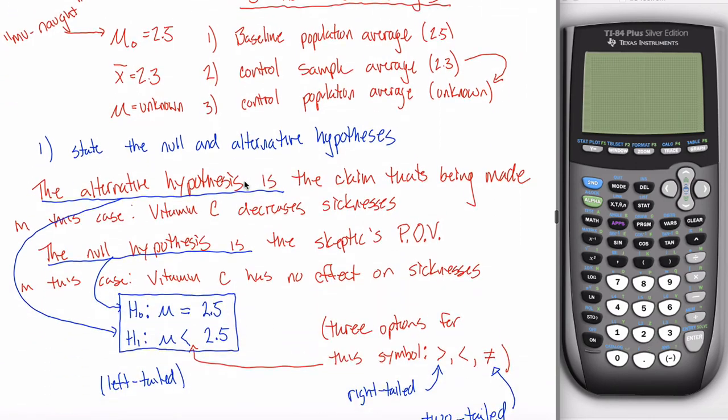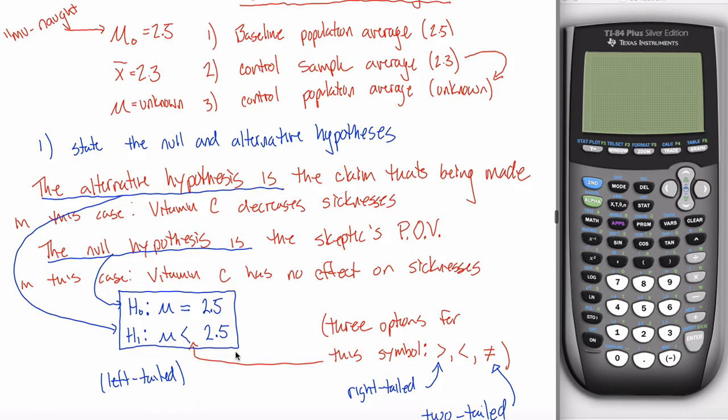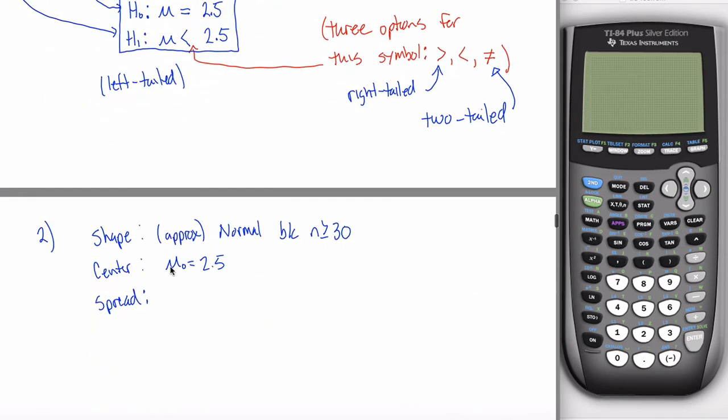If you're wondering what's a little bit different, really it's not mu naught that is the center, it's mu that is the center. And you're like, how can mu be the center? Mu is unknown. True, but the logic of hypothesis testing is you assume the null hypothesis is true. So I go in there assuming that vitamin C doesn't work at all, in which case mu equals mu naught. So really what I should say is the center is mu, but I'm assuming the null hypothesis is correct. And if the null hypothesis is correct, then mu equals mu naught, and mu naught was equal to 2.5 in this problem.